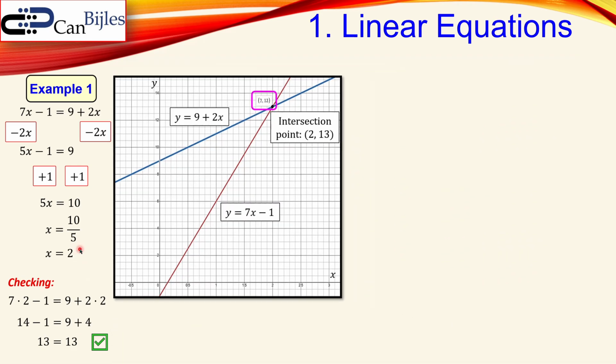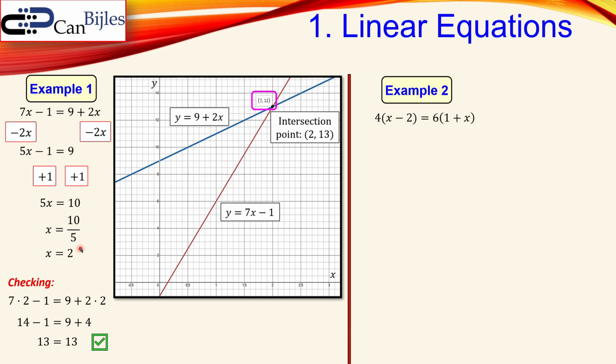Let's go now to the second example. In the second example we will discuss a little bit more complicated equation. We have now here parentheses, so we have here 4 times in the parentheses x minus 2 will be then 6 times in the parentheses 1 plus x. So how do we solve again the x? Again, you can do it trial and error, or you can do it a structured way.